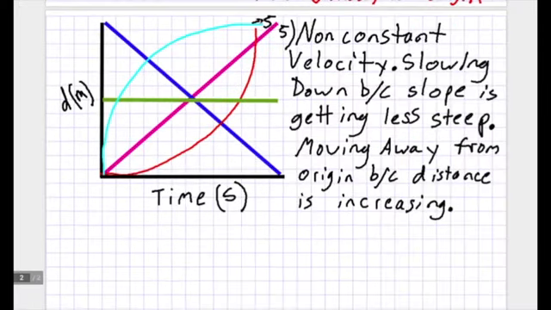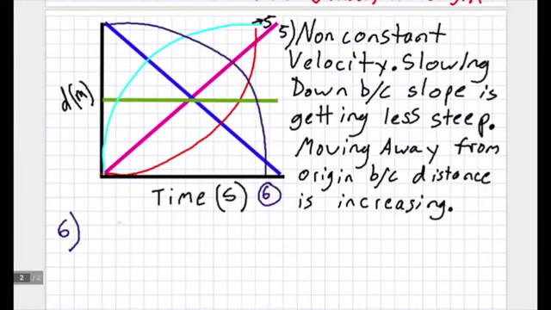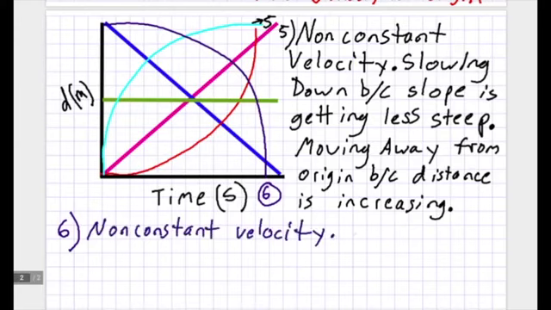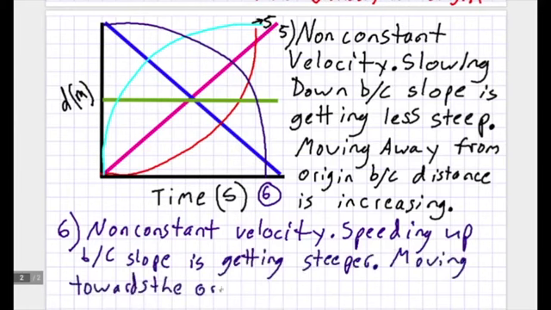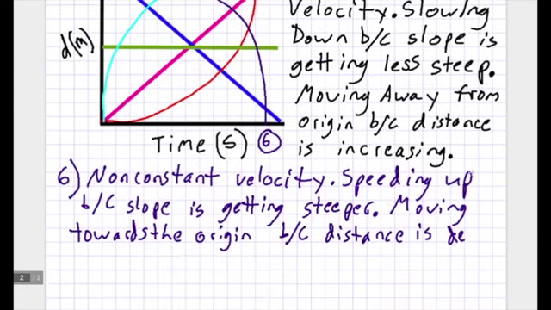Now we're going to look at another curved line, except this time it's going to be moving downward. Because this line is curved, we know that it has a non-constant velocity. We can look at the slope and see that the slope is getting steeper and steeper as time goes on, which means again that we are speeding up. Because this line is moving downward, or in other words, its distance is getting smaller and smaller or closer to zero, it means that we're moving towards the origin.